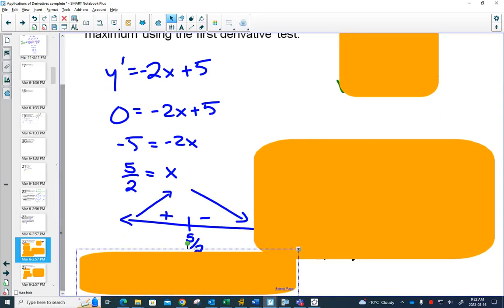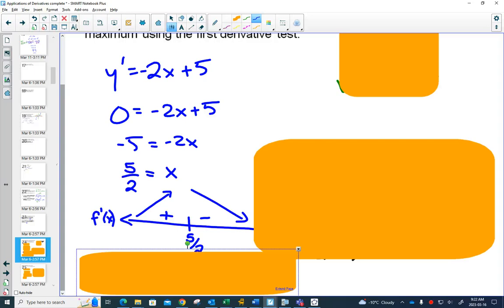Now we can make our number line for our derivative here, and plug 5 over 2 in it. And remember that we write f prime of x on this number line to remind us that when we're choosing a value to plug in, we're plugging that value into our derivative.